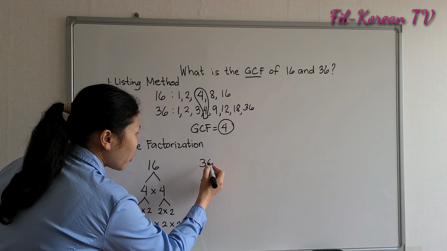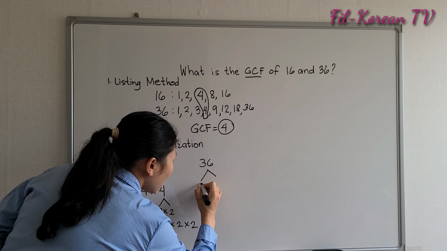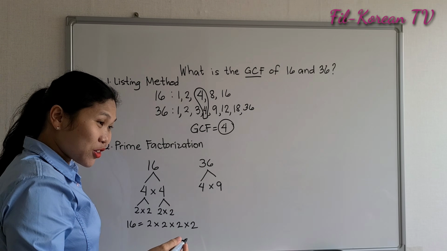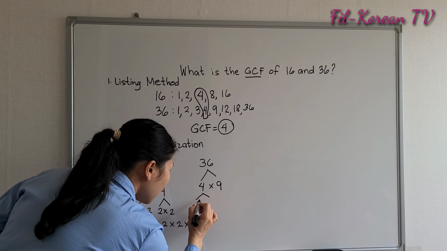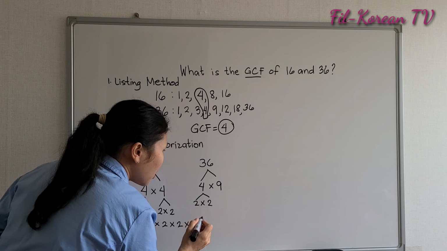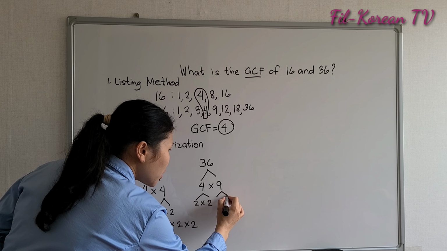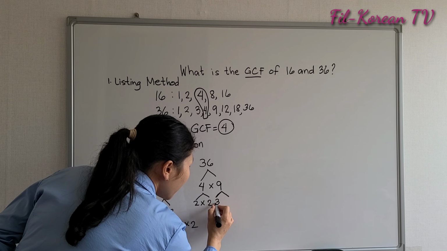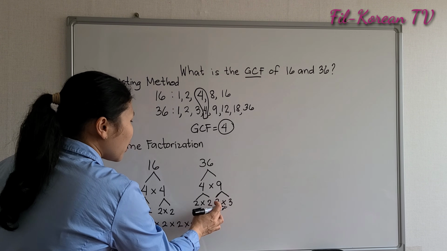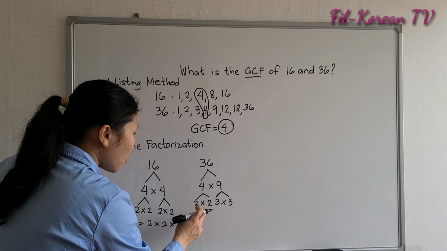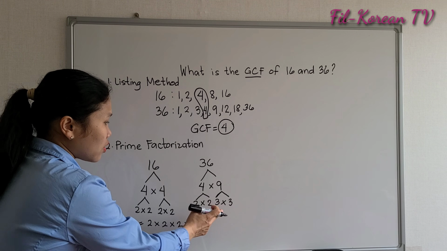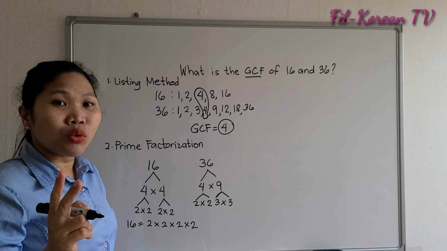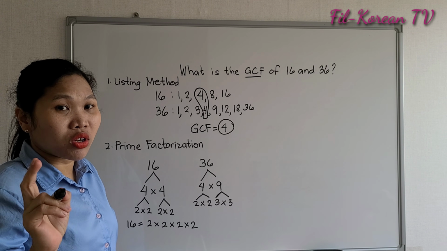We will do the same in 36. In 36, we can write 4 times 9. 4 times 9 equals 36. And then 4 again, 2 times 2. And then 9, 2 numbers that we multiply and we get the product 9: 3 and 3. 3 times 3 equals 9. So 2 is prime, 3 is another prime number, because 3 has only 2 factors, 1 and 3 only.